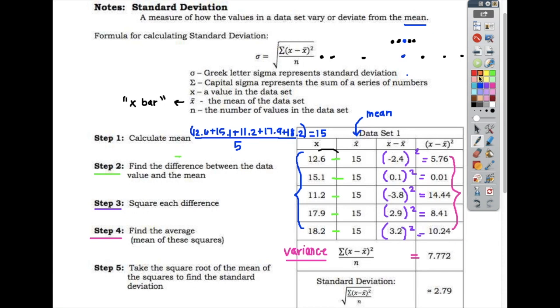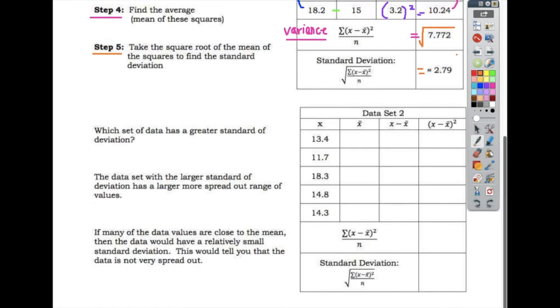Then the last step for standard deviation, we take the square root of the mean of the squares to find the standard deviation. But that's just saying take the square root of the variance. So we got our variance, 7.772. We take the square root of that, and that gives us approximately 2.79 for our standard deviation. So final answer, standard deviation, is right there. All you do is take the square root of the variance.